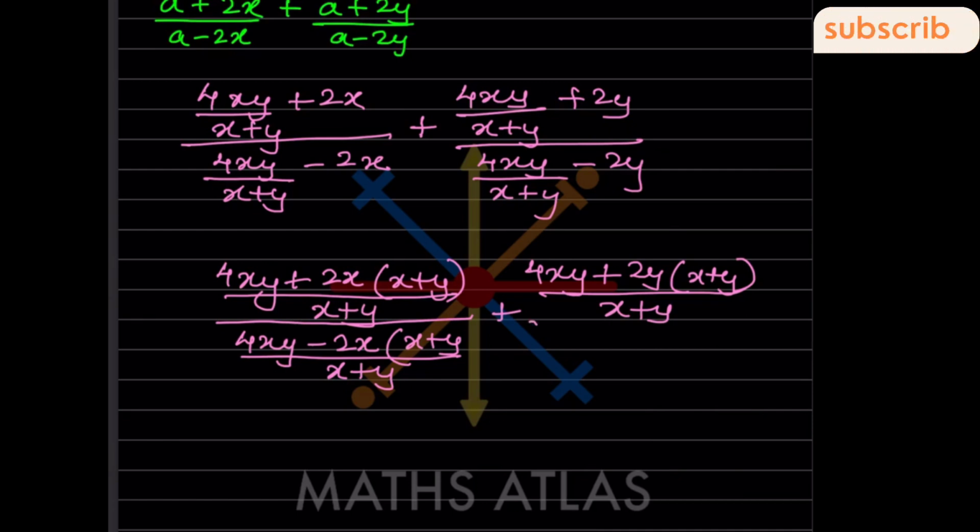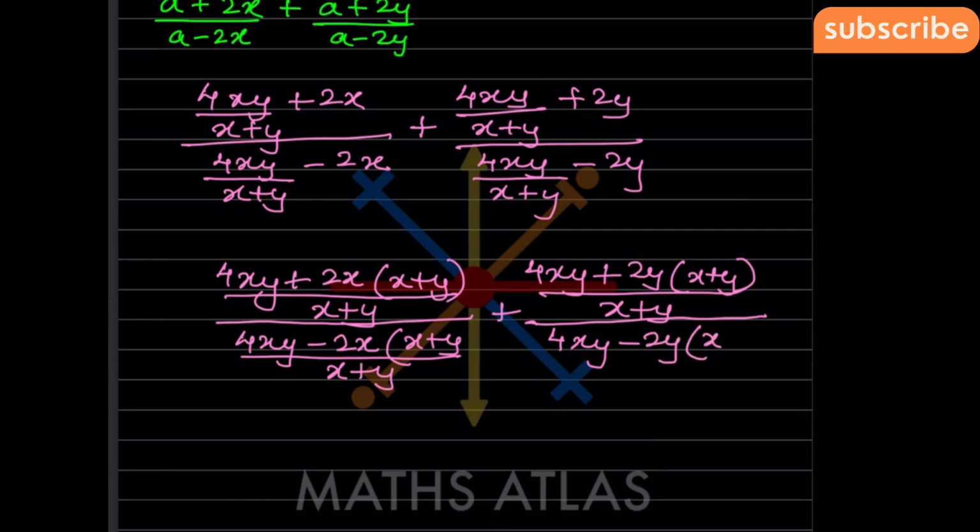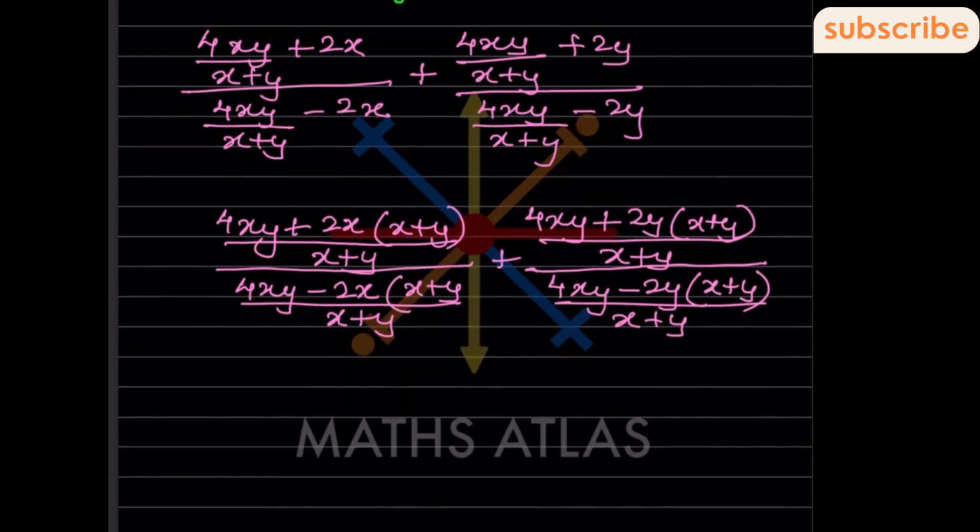And here will be 4xy minus 2y into x plus y divided by x plus y. So what we can see here, now everywhere the denominator, there is x plus y. So that we can cancel it out. So what remains in the denominator, because this can be cancelled, because how, I'll just tell you roughly.